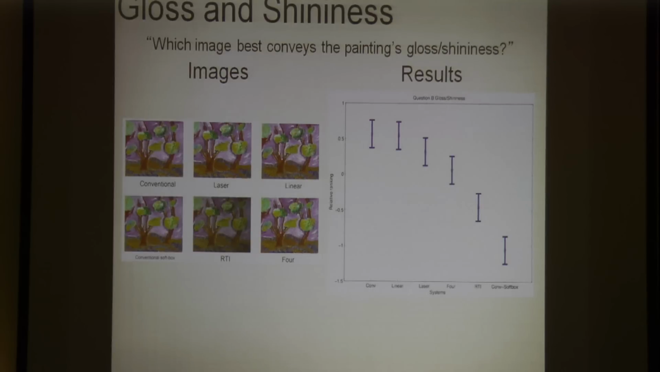We then wanted to look at more details about image shininess and gloss. The RTI, 4-light, and laser do not generate gloss information directly. Oh, well, that's not true. RTI has it built into it because it is measuring gloss. And so this linear system has the most information compared to conventional. So again, you could see these results. Conventional softbox, again, the worst.